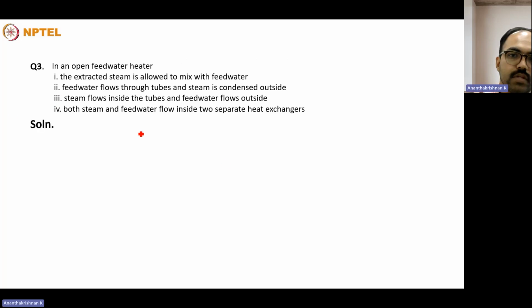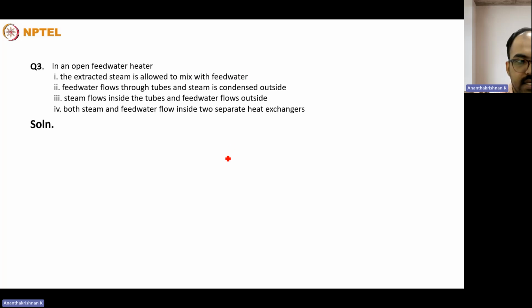Okay, then comes the third problem. In an open feed water heater, the extracted steam is allowed to mix with feed water. The feed water flows through tubes and steam is condensed outside. Steam flows inside the tubes and feed water outside. And both the steam and feed water flow inside two separate heat exchangers. That's straightforward. We have seen it in the first problem. The extracted steam is allowed to mix with feed water.